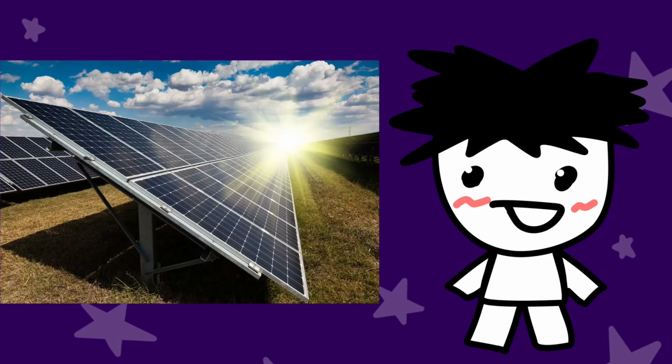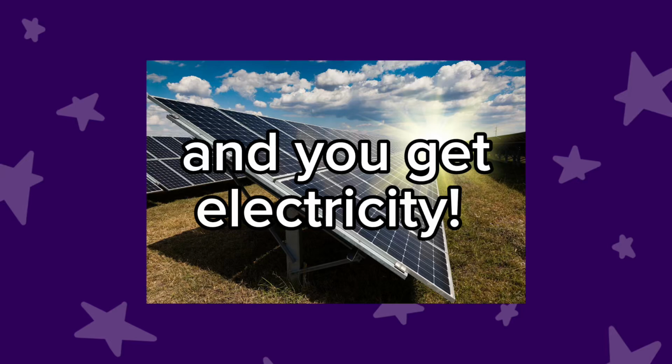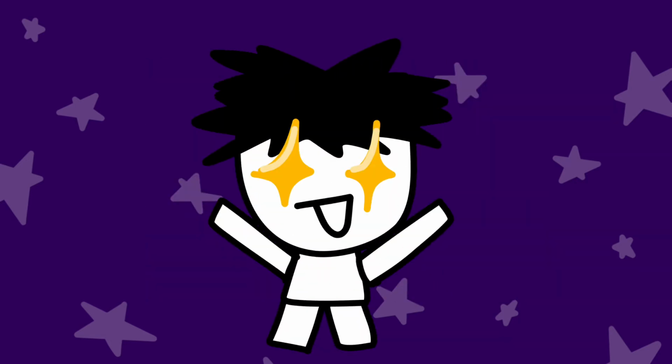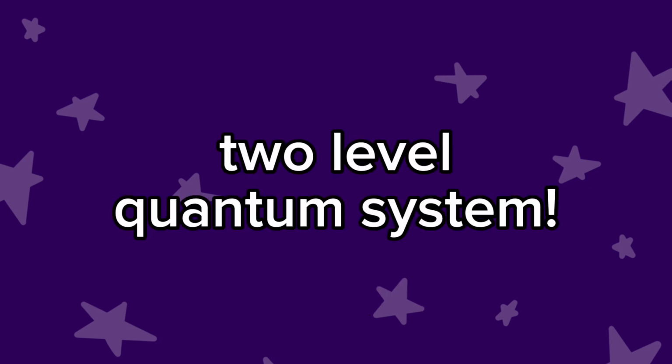Imagine you're holding a solar panel. It looks pretty simple. Light hits it and electricity comes out. But underneath that simplicity is pure quantum mechanics. At its core, solar energy conversion begins with something surprisingly minimal, a two-level quantum system. But what does that even mean?